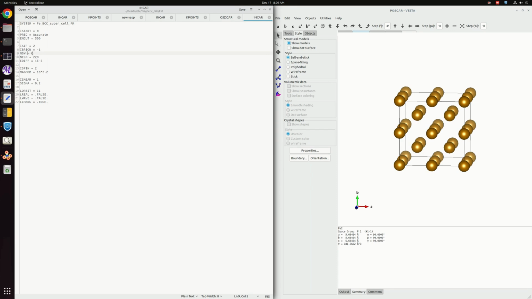So that's why we have taken NSW as 0, that is the static calculation we are going to do over here. All other parameters remain the same, and I have also given ISIF equal to 2 just to fix the cell volume, and also IBRION equal to -1 because we don't want to do any ionic steps, and all other parameters are exactly the same.